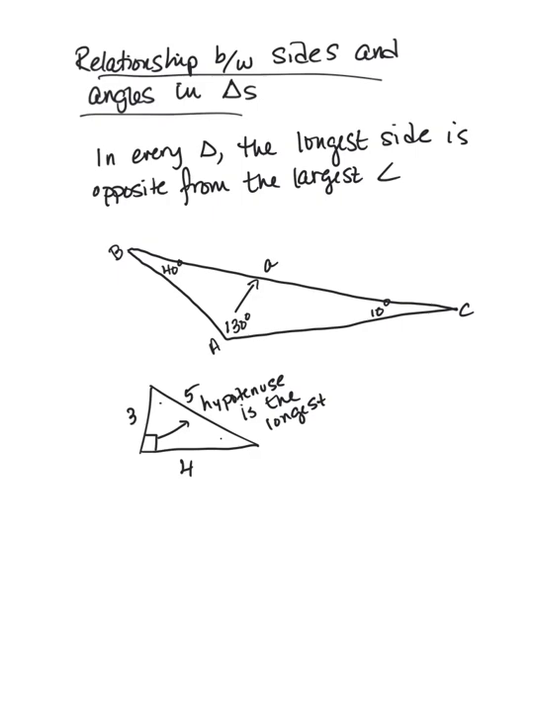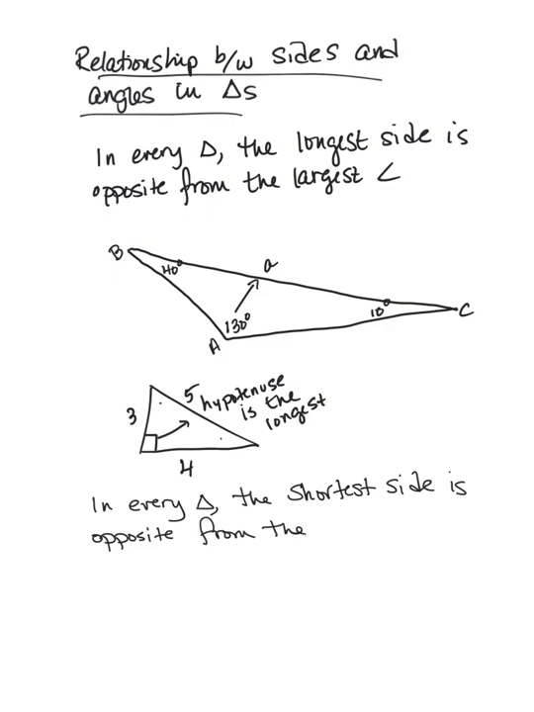Okay, so along with this first theorem I gave you, in every triangle, the longest side is across from the longest angle, then it would stand to reason that in every triangle, the shortest side is opposite from the smallest angle. Now, I'm not going to write the next one, but you can if you want, or if you feel it's common sense at this point, you don't have to write it. In every triangle, the middle-sized side is across from the middle-sized angle.